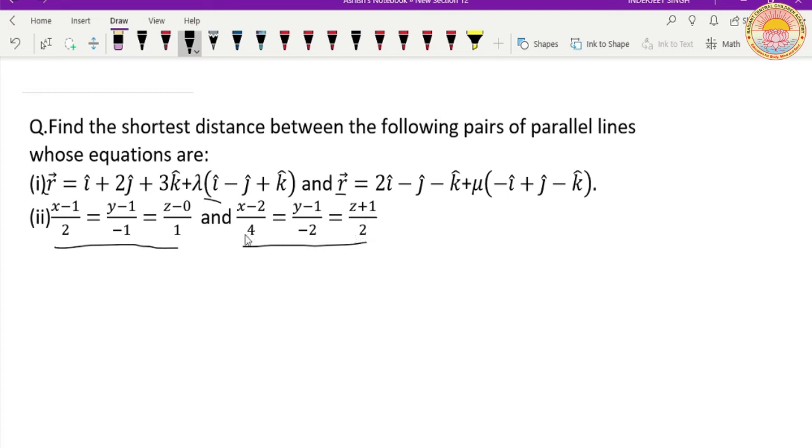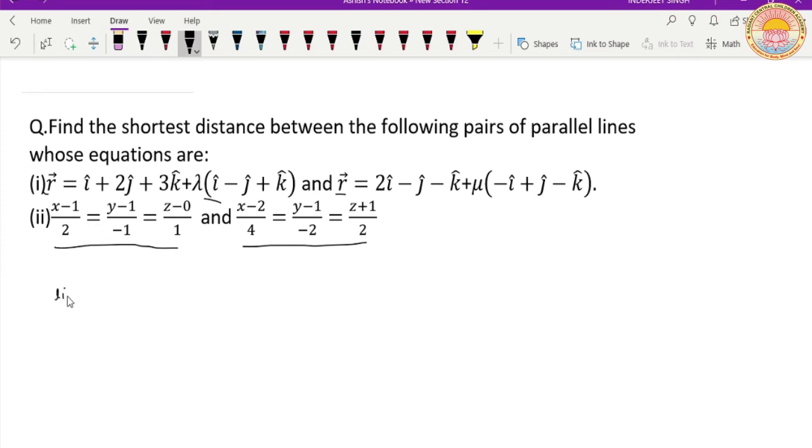Clear? So here, if we divide the whole equation of line L2 by 2 in the denominators, then the DRs of line L1 and L2 will become the same. It means the line L1 is parallel to line L2.